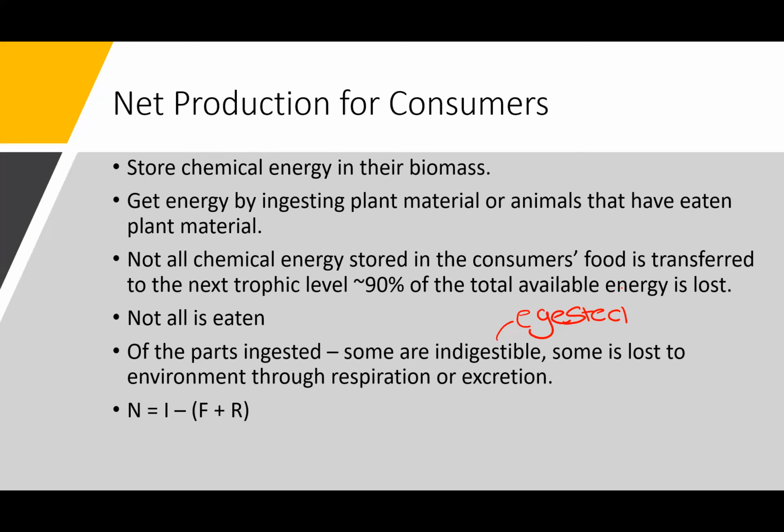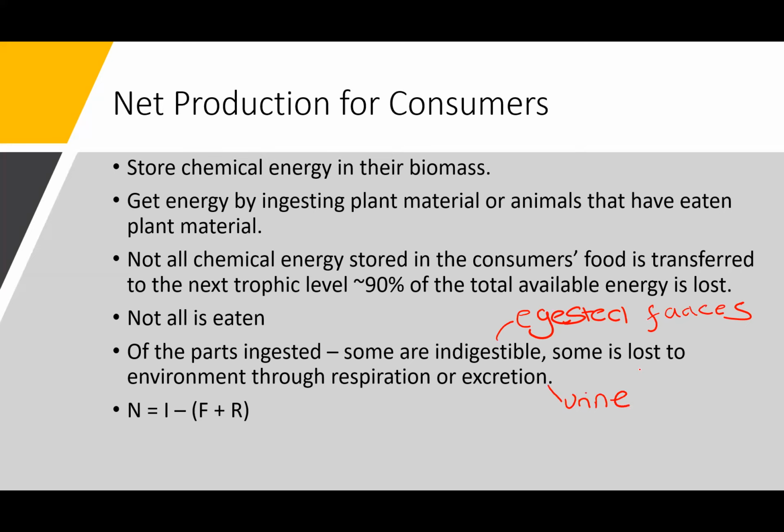Also, some energy is lost to the environment through respiration or excretion of urine. So we lose energy through indigestible parts of biomass egested as feces, but also through excretion of urine. Any energy that's left after all this is stored in the consumer's biomass and is available to the next trophic level. And that energy is the consumer's net production.